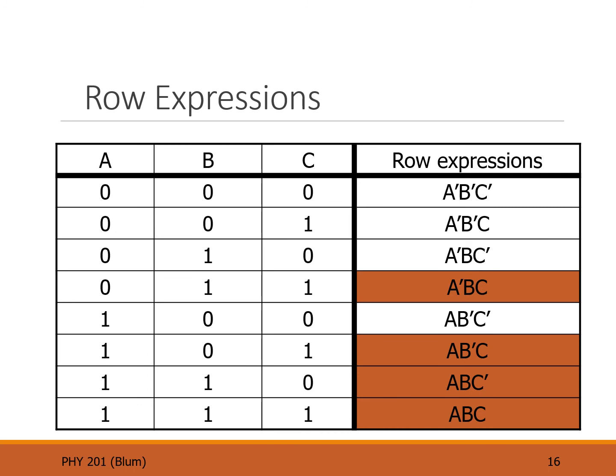Taking the usual sum of products approach, we focus on the outputs which were 1s and we write the expressions for them. So again, these are the rows where there are 2 or more inputs of 1, and we write those expressions: A prime B C plus A B prime C plus A B C prime plus A B C.